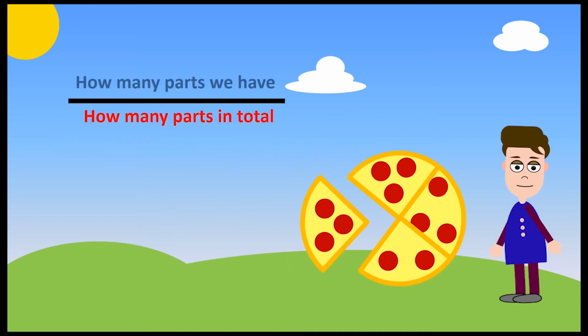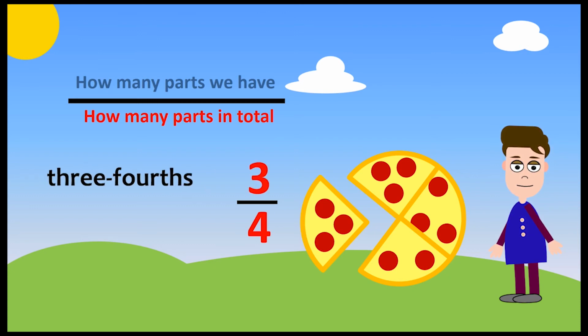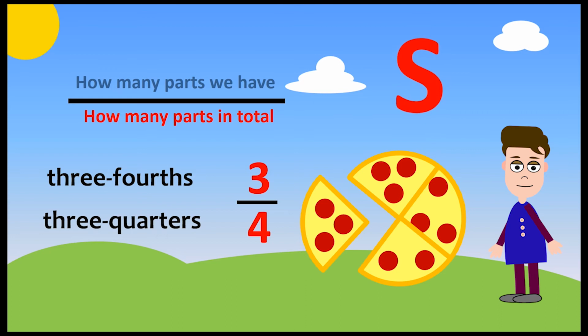Now let's take a look at Andrew's pizza. As we talked before, the pizza was divided into 4 parts. So the denominator, the bottom number, is still 4. Andrew had 3 pieces of the pizza, so the numerator, the top number, is 3. So Andrew has 3/4 of a whole pizza. Remember, Andrew had 3 out of 4 parts of a pizza, more than 1 part. So when we write it as a word, we have to add an S in the end.